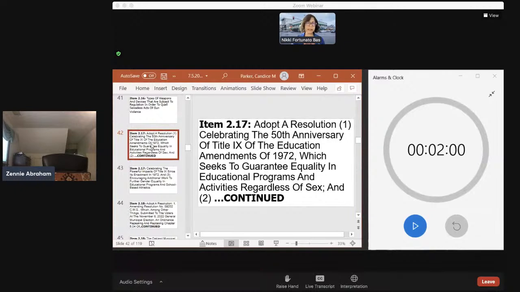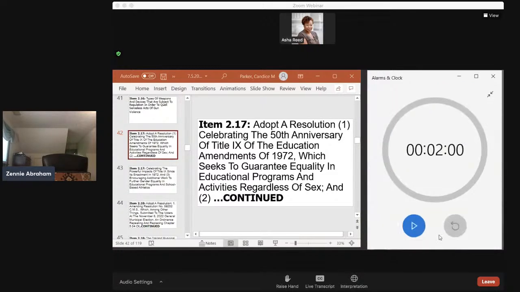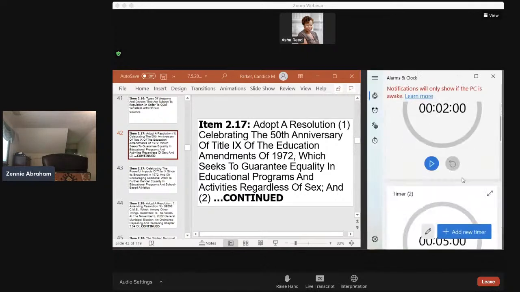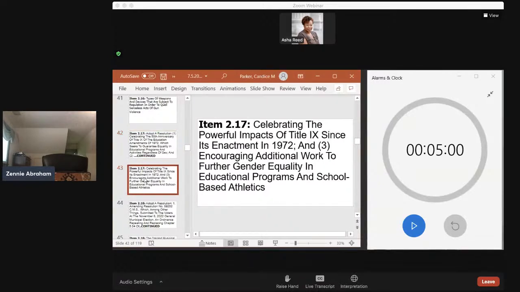And this will be our final ceremonial. Item 217, adopt a resolution celebrating the 50th anniversary of Title IX of the Education Amendments of 1972, which seeks to guarantee equality in educational programs and activities regardless of sex, and celebrating the powerful impacts of Title IX since its enactment in 1972, and encouraging additional work to further gender equality in educational programs and school-based athletics. Thank you. And thank you, Councilmember Kalb, for bringing this forward. Please go ahead with your presentation.